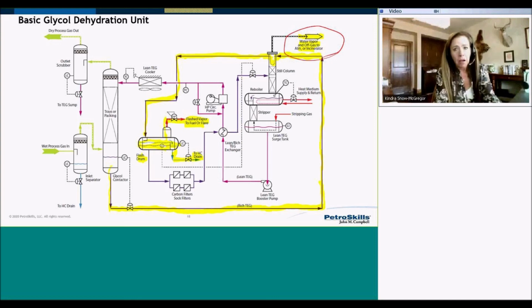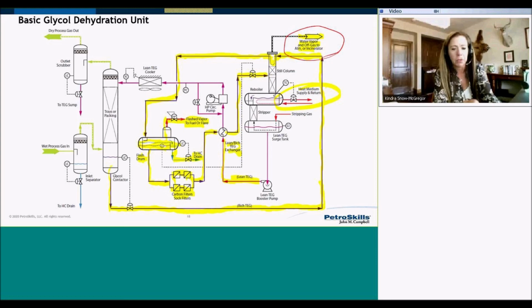And so you can see now my rich TEG flows through my filtration here, all right? These are carbon filters and some SOC filters, so I'm trying to remove organic contaminants and any particulates. And then I go through my lean-rich exchanger here. All I'm doing with that heat exchanger is I have this really hot lean TEG that I need to cool off. And so I'm using this hot lean TEG to preheat my rich TEG, so I reduce the size of my reboiler here. All right, that's all I'm doing, a little bit of heat integration.